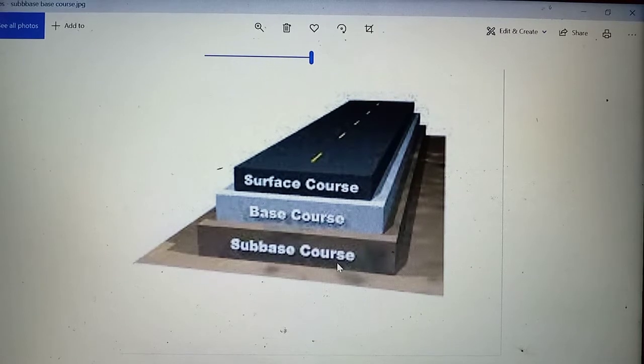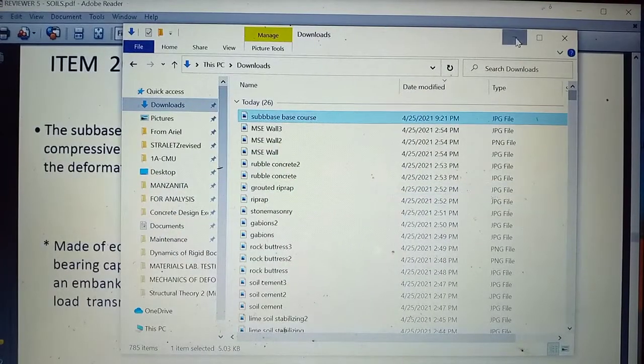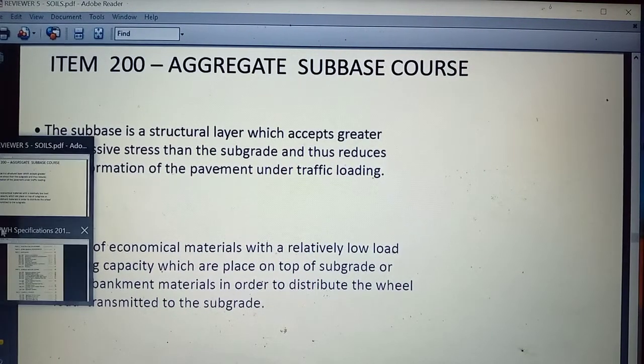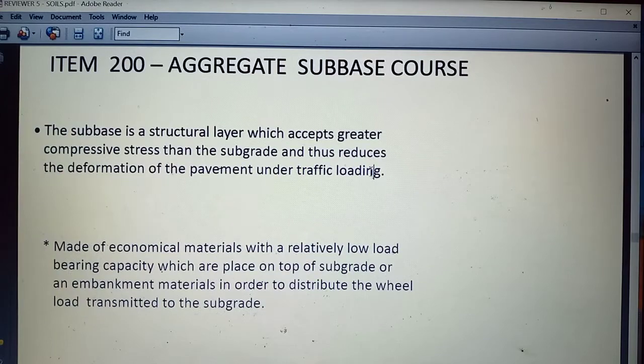So, yung kaibahan ng sub-base course or Item 200 kay base course ay mas maraming binder ang sub-base course kumpara sa base course or Item 201. Okay? So, dito muna tayo. Yun yung kaibahan ng aggregate sub-base course at ng base course. Dalawang layer yan usually: sub-base course, Item 200, and then base course, Item 201.